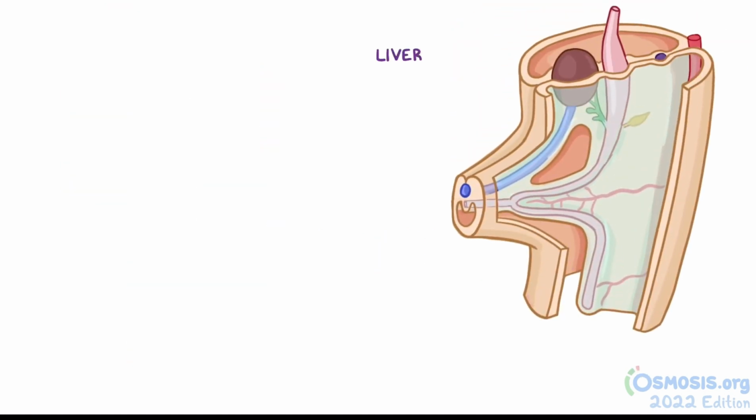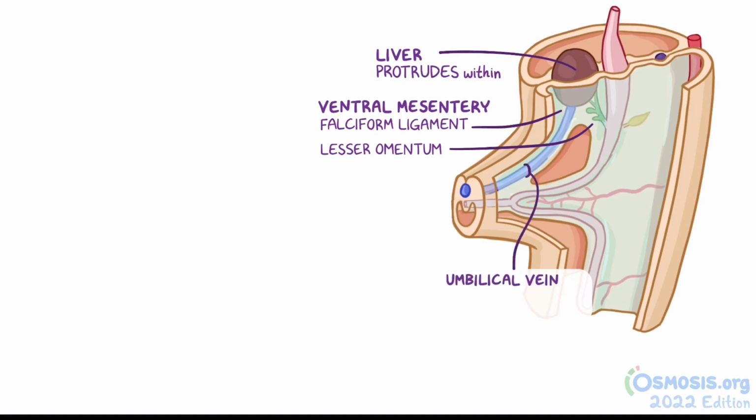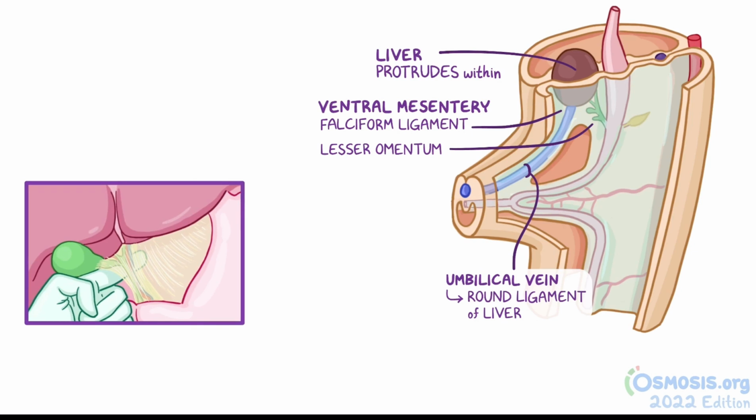As the liver develops, it protrudes within the ventral mesentery and forms an anterior part, called the falciform ligament, and a posterior part, called the lesser omentum. Now, the free edge of the falciform ligament contains the umbilical vein, which closes off after birth and remains as the round ligament of the liver. The lesser omentum is actually made of two ligaments called the hepatoduodenal ligament and the hepatogastric ligament.